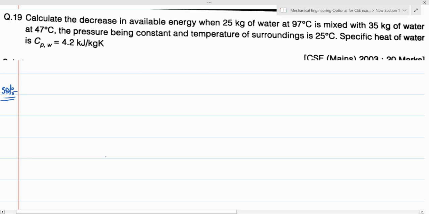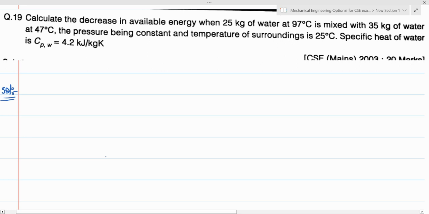And we know that the decrease in available energy is given by Gouy-Stodola theorem, that is T naught multiplied by S generation, that is the total entropy that is generated. And now total entropy that is generated will be the entropy of the system plus the surrounding.